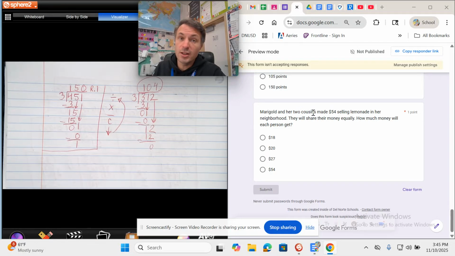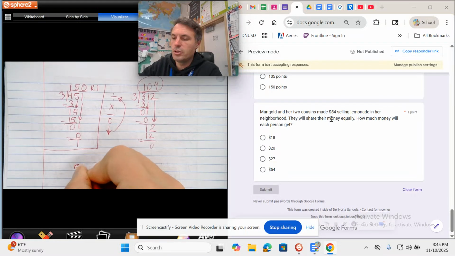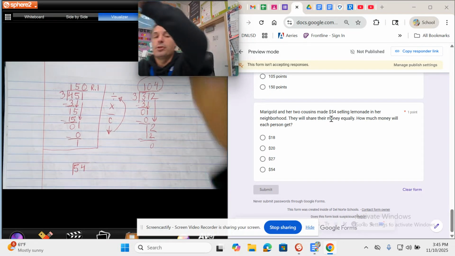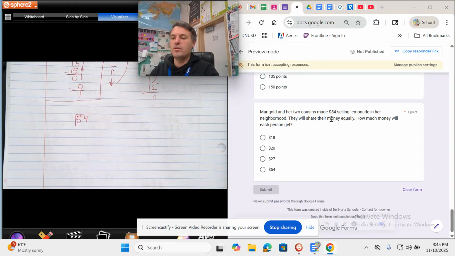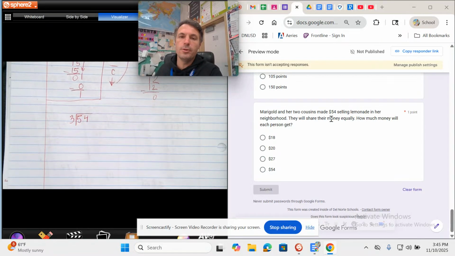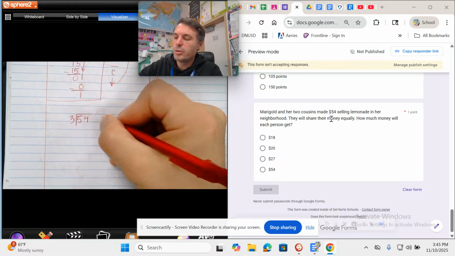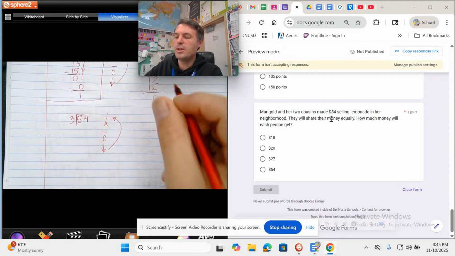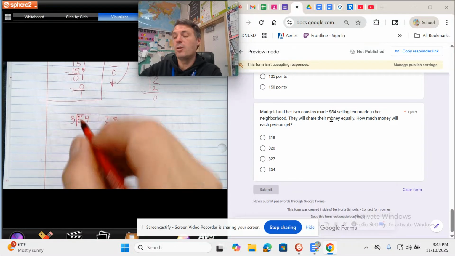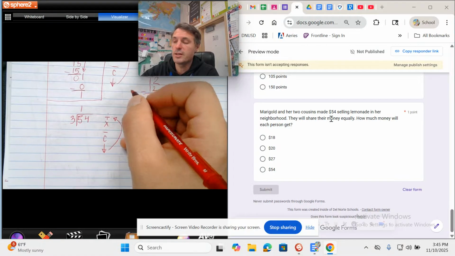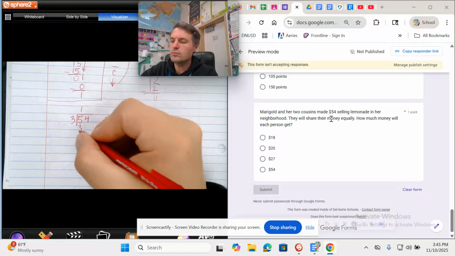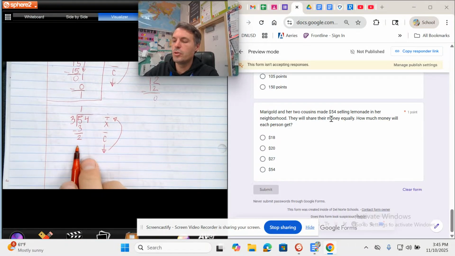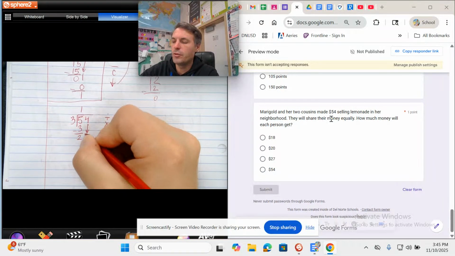Marigold and her 2 cousins, that's 3 people, made $54 selling lemonade in her neighborhood. So she made $54 overall, but they're dividing that $54 equally between 3 people, Marigold and her 2 cousins. So we use divide, multiply, subtract, compare, bring down, repeat. Can 3 fit into 5? Yeah, only 1 time, because 2 3s would be 6. 1 times 3 is 3. 5 minus 3 is 2. Is 2 smaller than 3? Yep, now we bring down the 4.